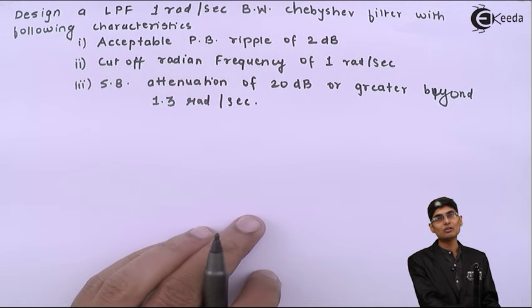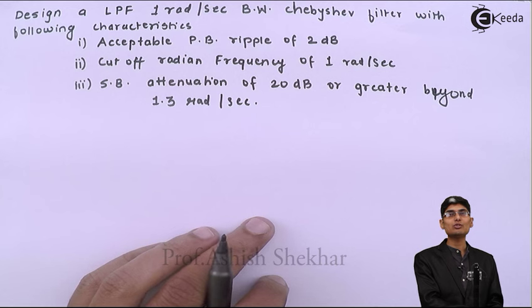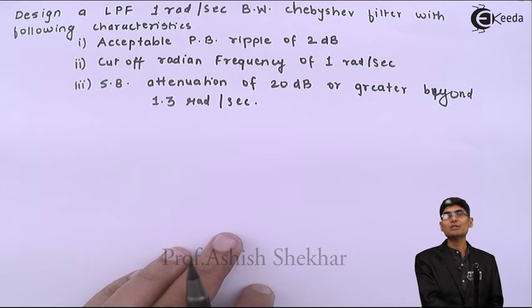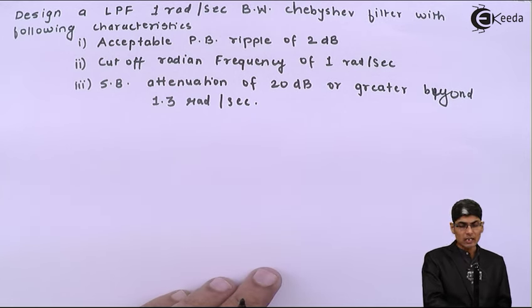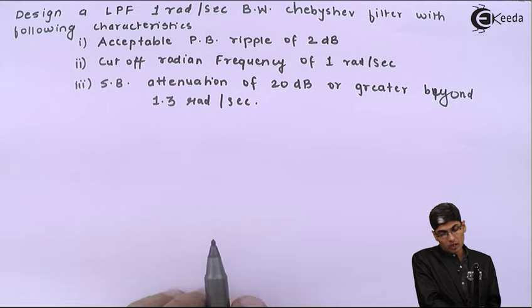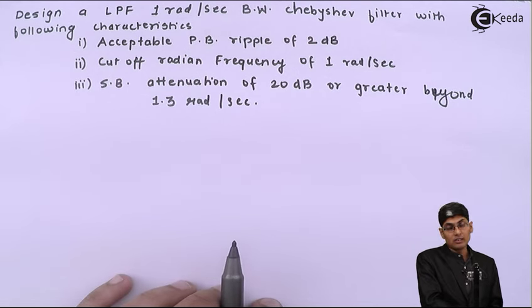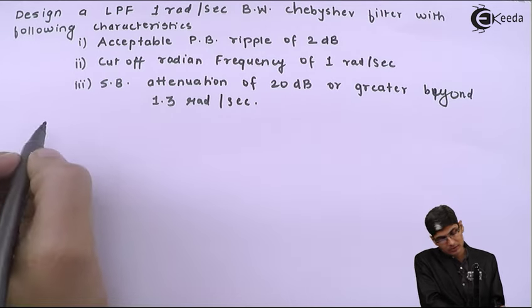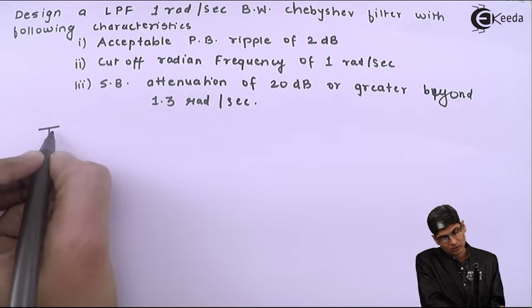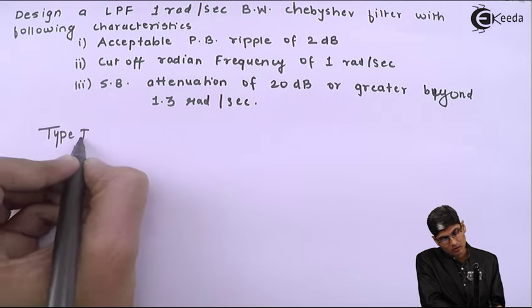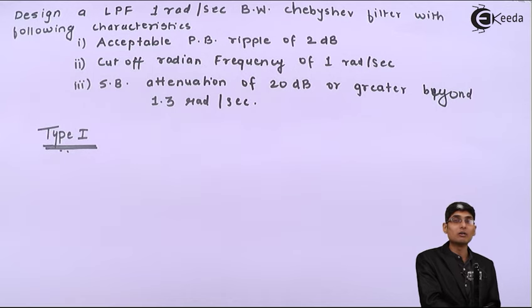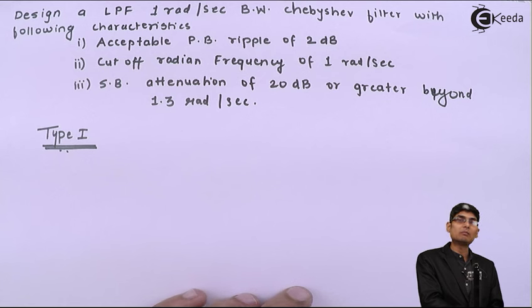Hi friends, today let us see how to design a Chebyshev filter. A Chebyshev filter is a filter in which there are ripples in the pass band and no ripples in the stop band. So we'll always be designing a Chebyshev filter of type 1. This design will be based on type 1 Chebyshev filter, in which there will be ripples in the pass band and no ripples in the stop band.